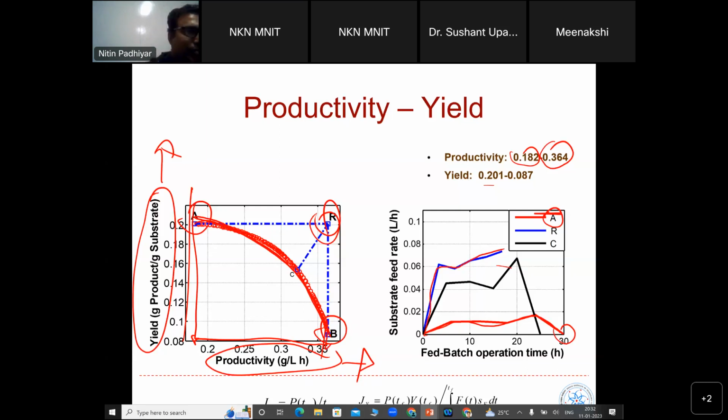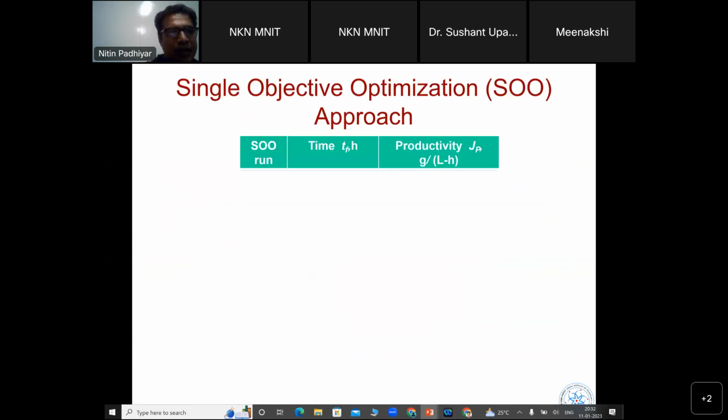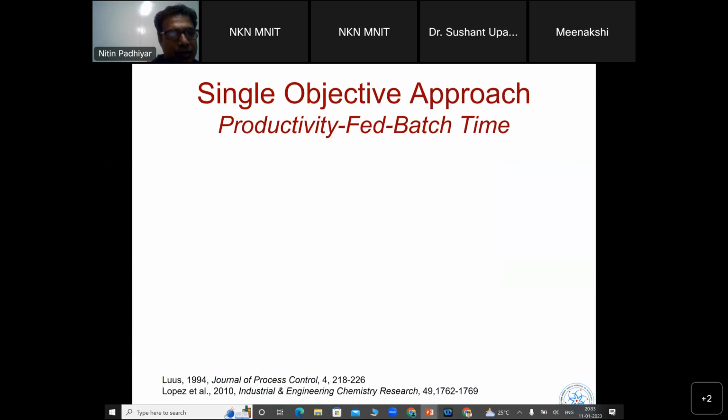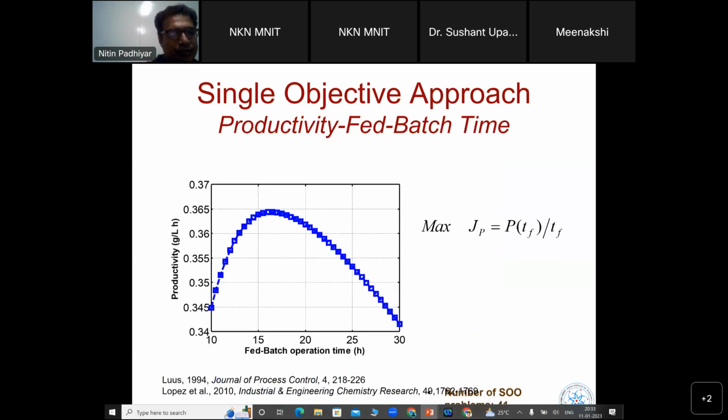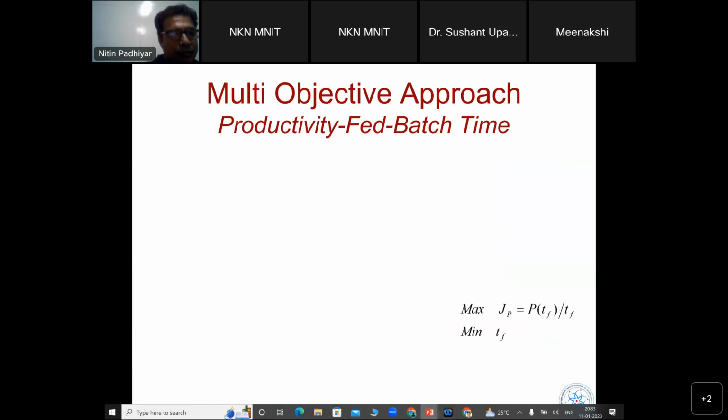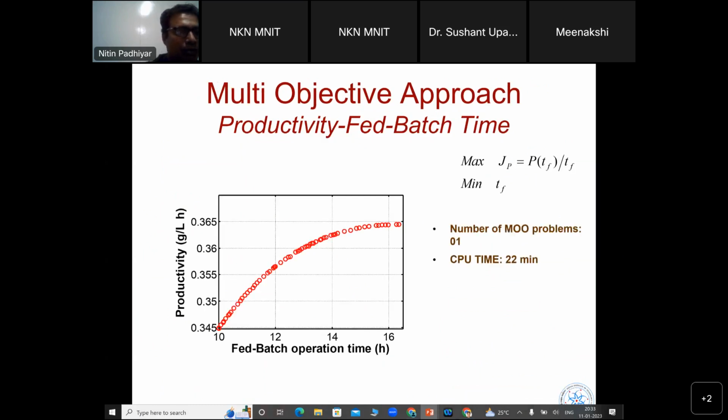So again, we get a menu of solutions, and depending on my choice, I can take any of these solutions. Very similarly, I'll not go into this detail. Very similarly, productivity and fed batch operation time: I want to minimize this and I want to maximize this.